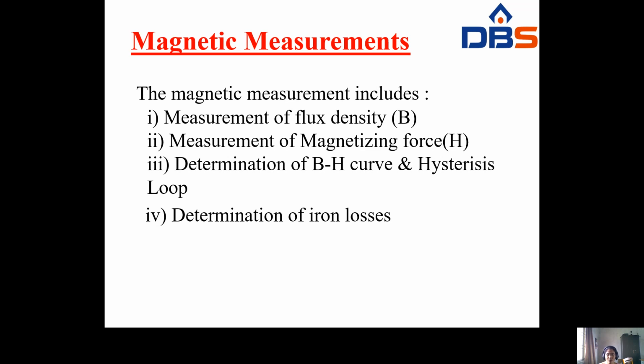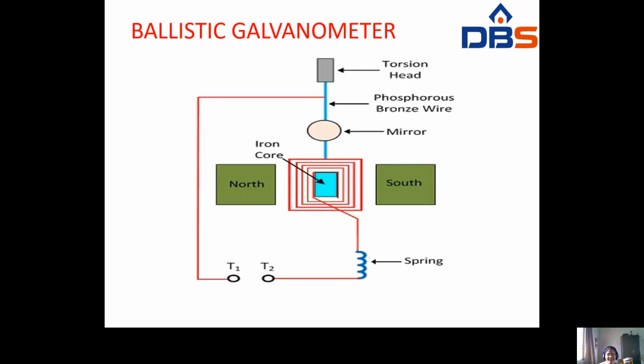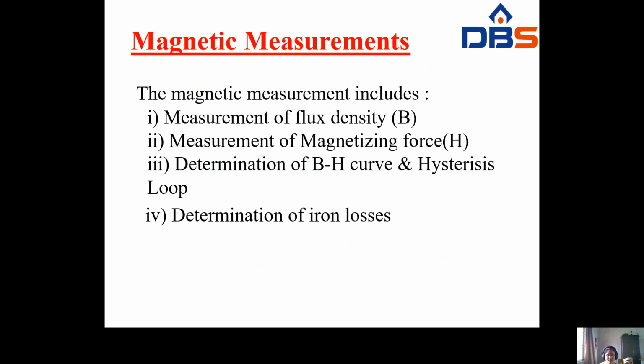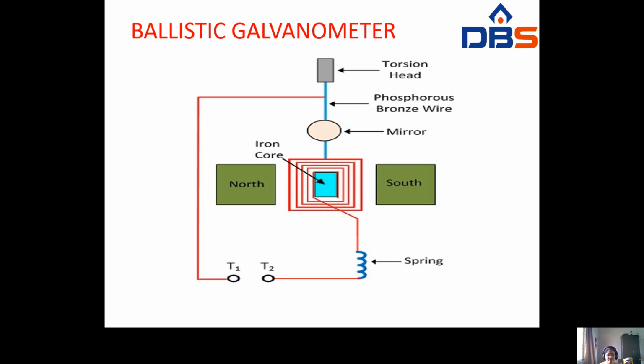measurements you have to find out in this magnetic measurements unit, and you have to discuss which meters are used and their working principles to measure the flux density, similarly magnetizing force, and similarly determination of BH curve and hysteresis loop. Next one is determination of iron losses, how you can find out the losses. So these are the magnetic measurements.